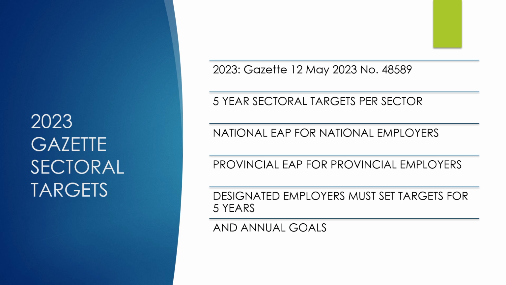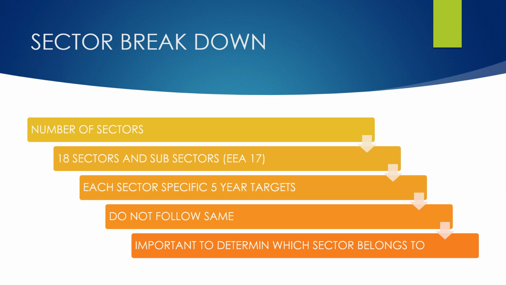So then in 2023, there was also a gazette that dealt with sectoral targets, and those specifically gave figures in terms of specific sectors. It deals with the 5-year sectoral targets per sector, as well as the national EAP, which is the National Economically Active Population in the country for national employers, as well as the provincial EAP, Provincial Economically Active Population for provincial employers. Designated employers must set targets for 5 years and annual goals. So those are the things basically that have been dealt with in that Gazette of 2023.